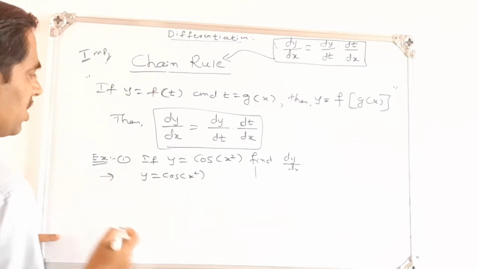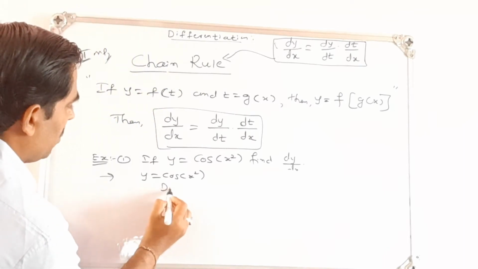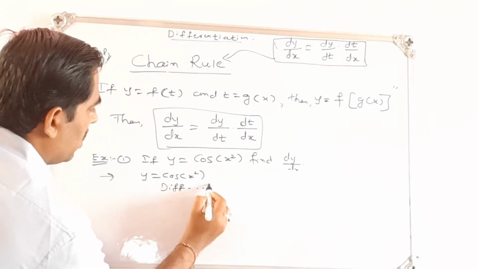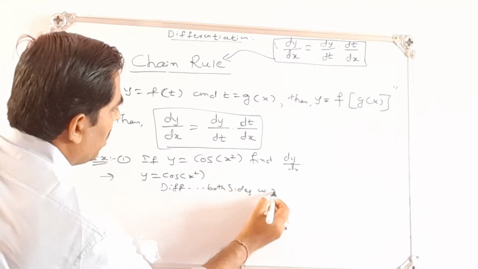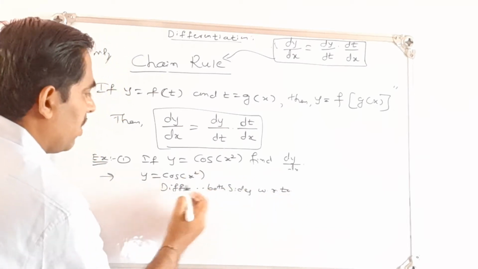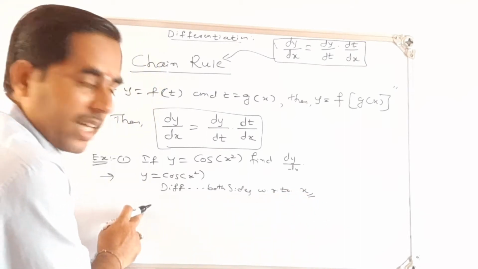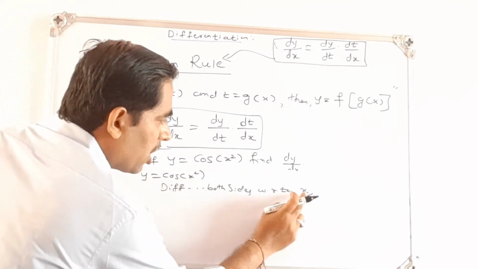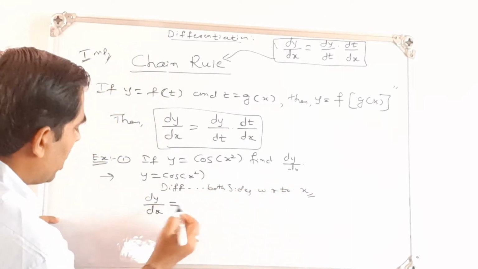Okay, so the given function is this. Let us differentiate both sides. Directly we can differentiate both sides with respect to x, because we want dy by dx. So we differentiate both sides with respect to x. Then what is the left hand side? See, dy by dx. I will get dy by dx.